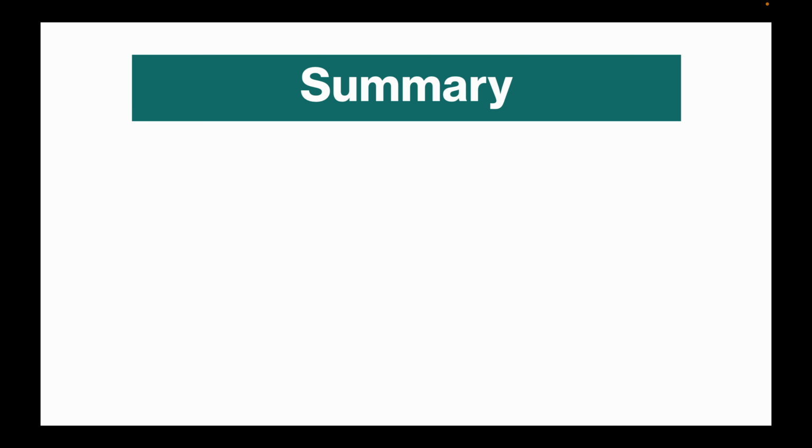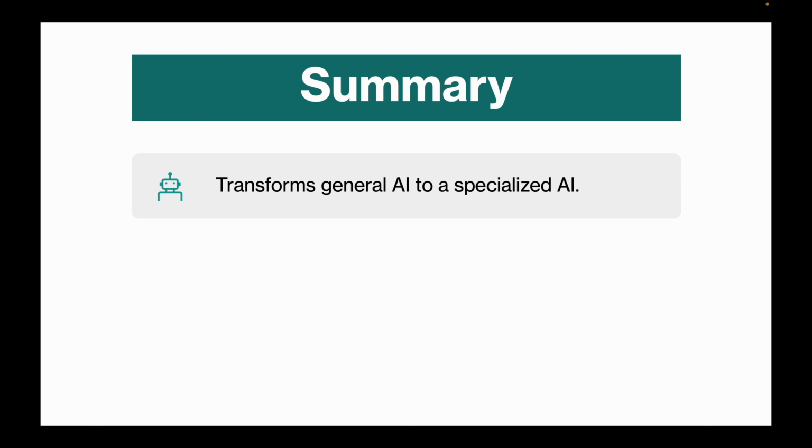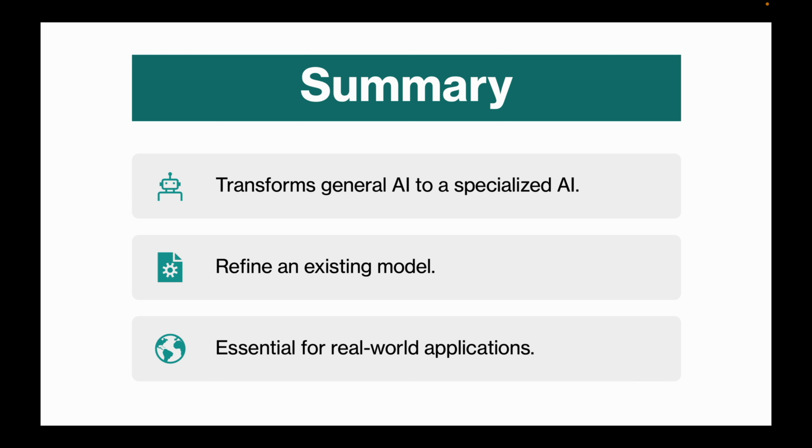Summary. Okay, this is all for fine-tuning. We understand that fine-tuning is all about making AI smarter as it transforms a general purpose AI model into a specialized AI model. Refine an existing model. Instead of creating a new AI model, fine-tuning is all about refining an existing model into domain-specific experts, essential for real-world application. Fine-tuning is one of the key techniques which is very essential in this modern AI world.